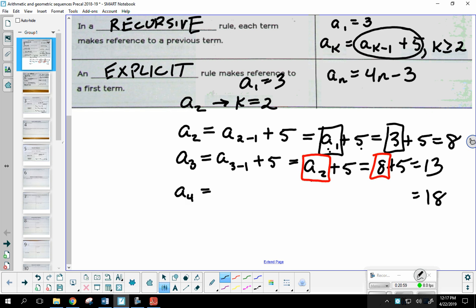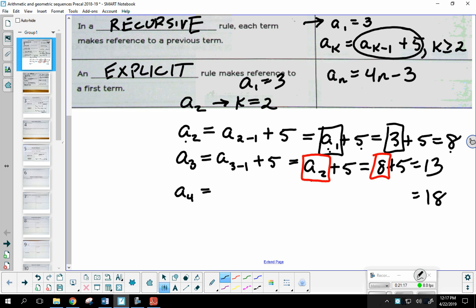Okay. So, a sub 1 plus 5, how does that equal 3? Well, because we were given the first term, a sub 1 equals 3. And see, a sub 2, the second term, turned out to be 8. So that's why I replaced it. So now let's walk through this one more time.